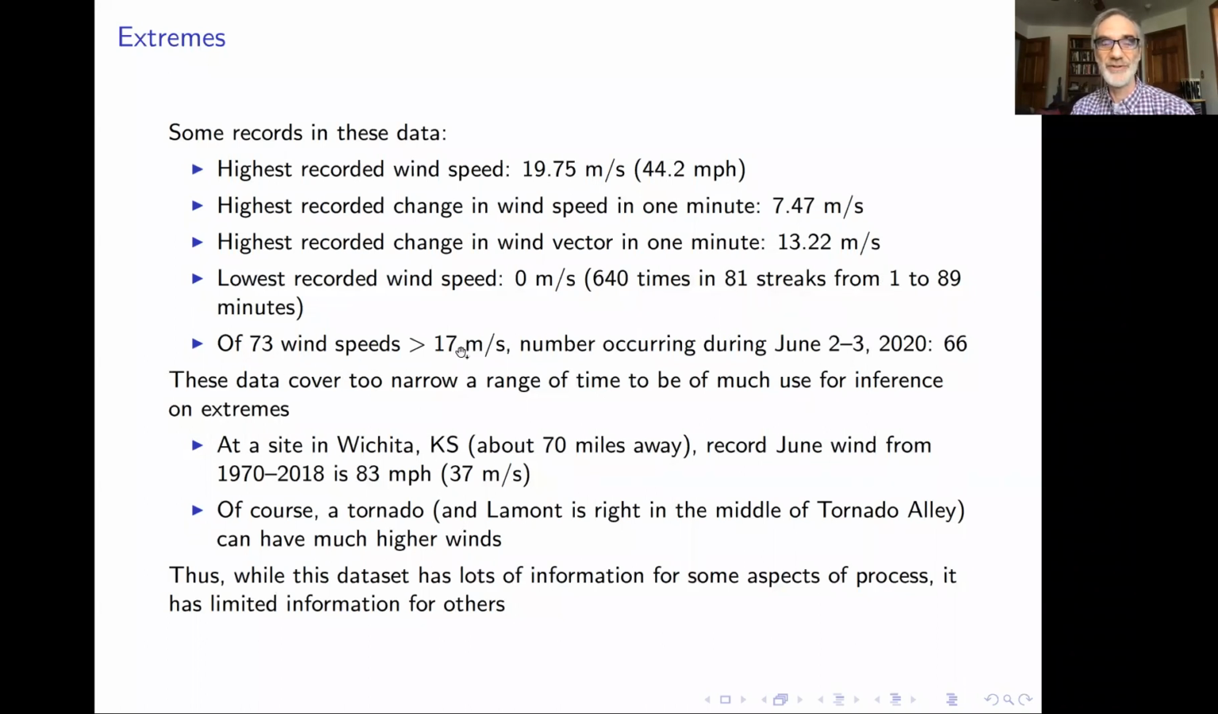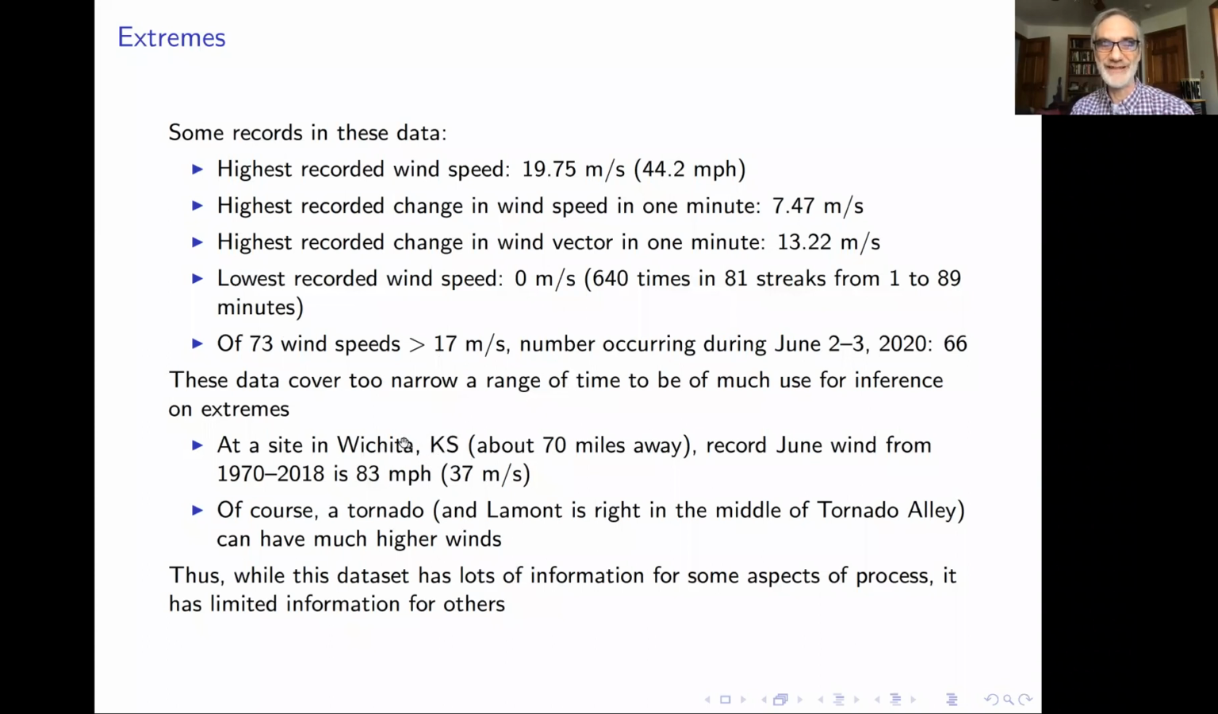In terms of the extreme winds, none of them are really extreme. In 73 different minutes, the winds were greater than 17 meters per second. But almost all of those occurrences were in that one weird event that I showed you before. So these data really aren't the right data for extremes.